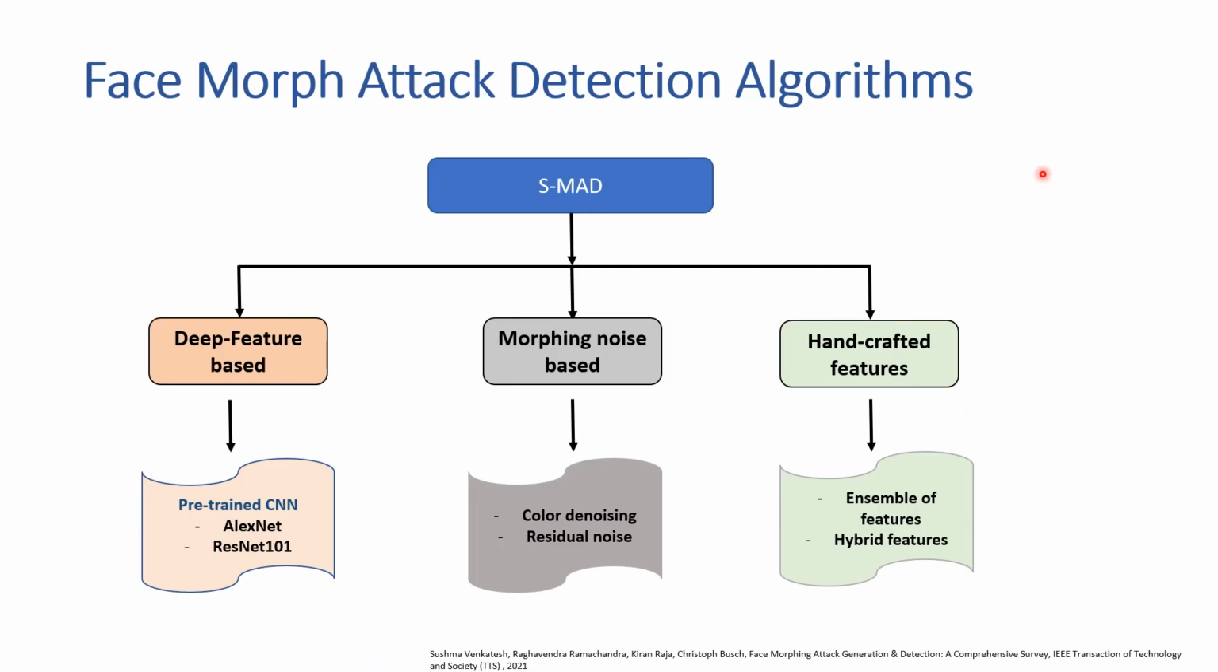In order to effectively benchmark the different single image based morph attack detection methods, we try to choose 3 different categories. The first one is the deep feature based, the second one is the morphing noise based, and the third one is the handcrafted features.